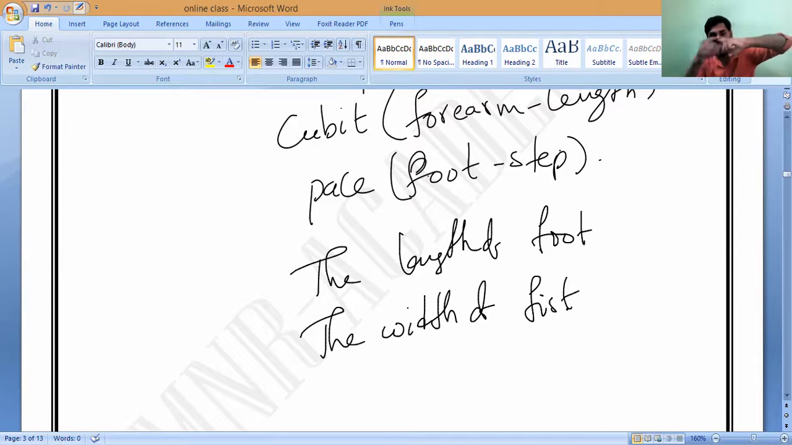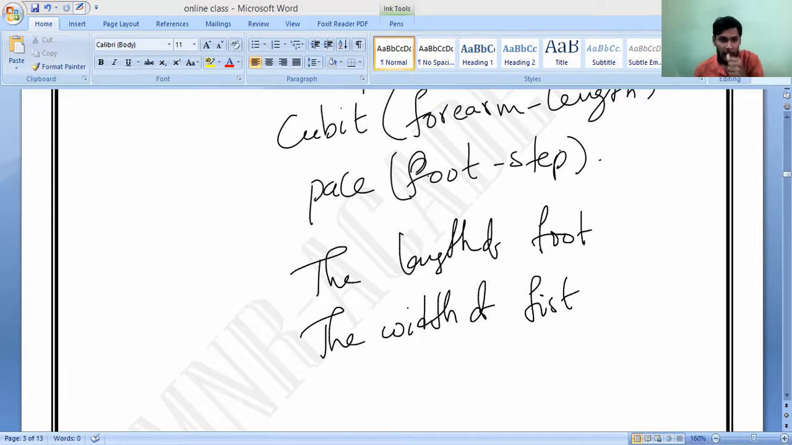This is called a fist. This is the measurement of fist. 1, 2, 3 fist, 5 fist, like that they will say. Do you understand? Yes or no? Understand? The length of fist and the width of finger. Width of finger.